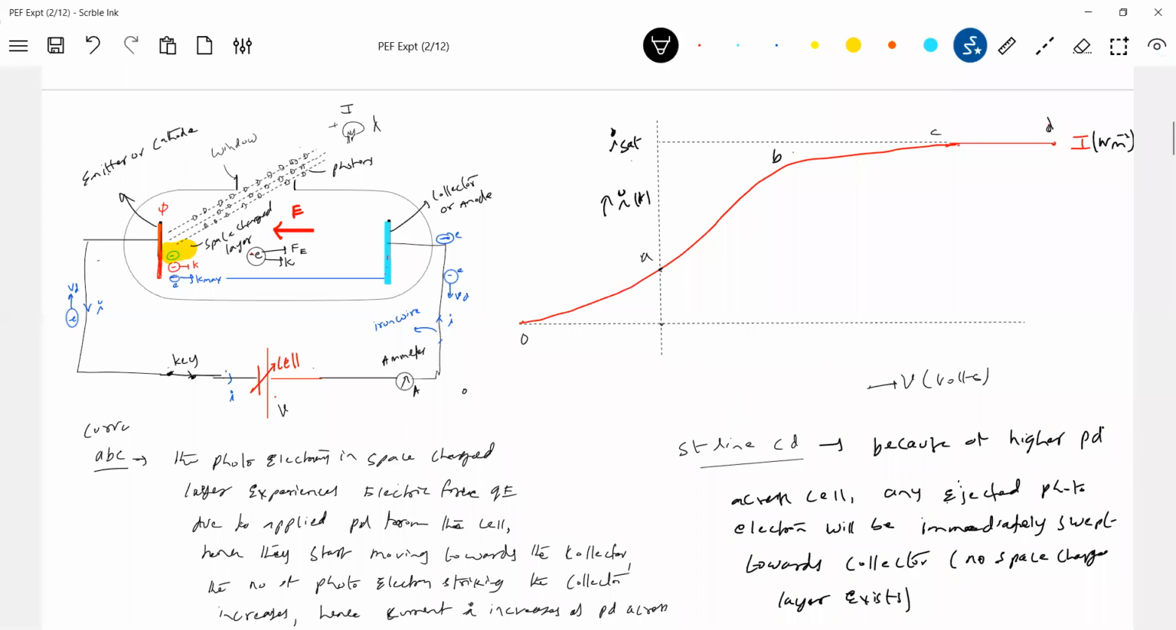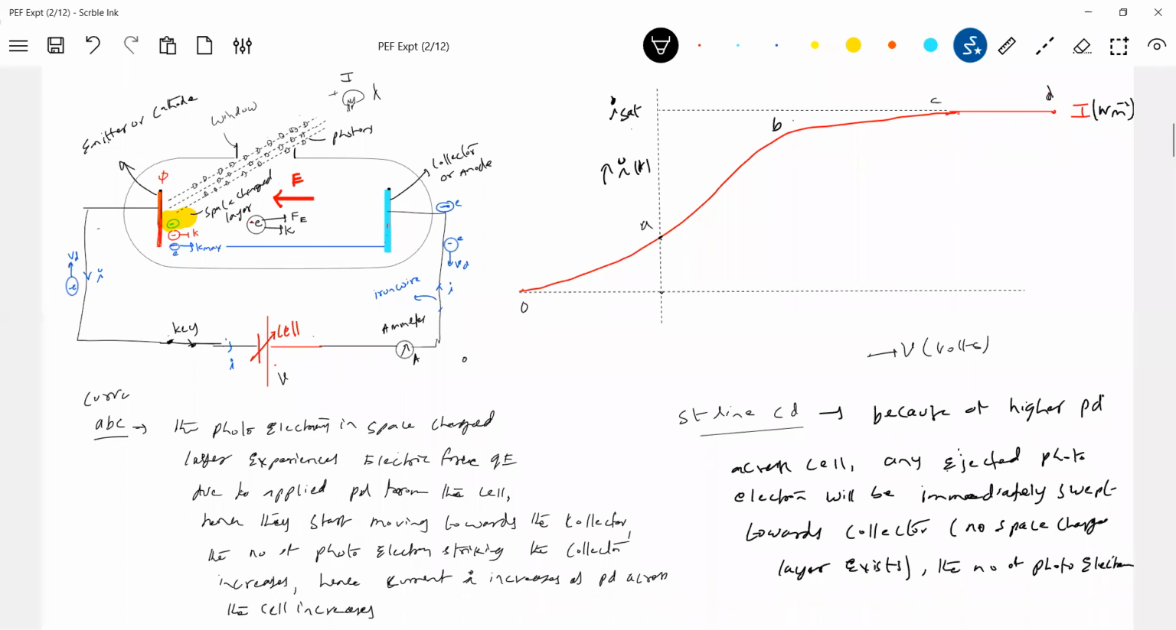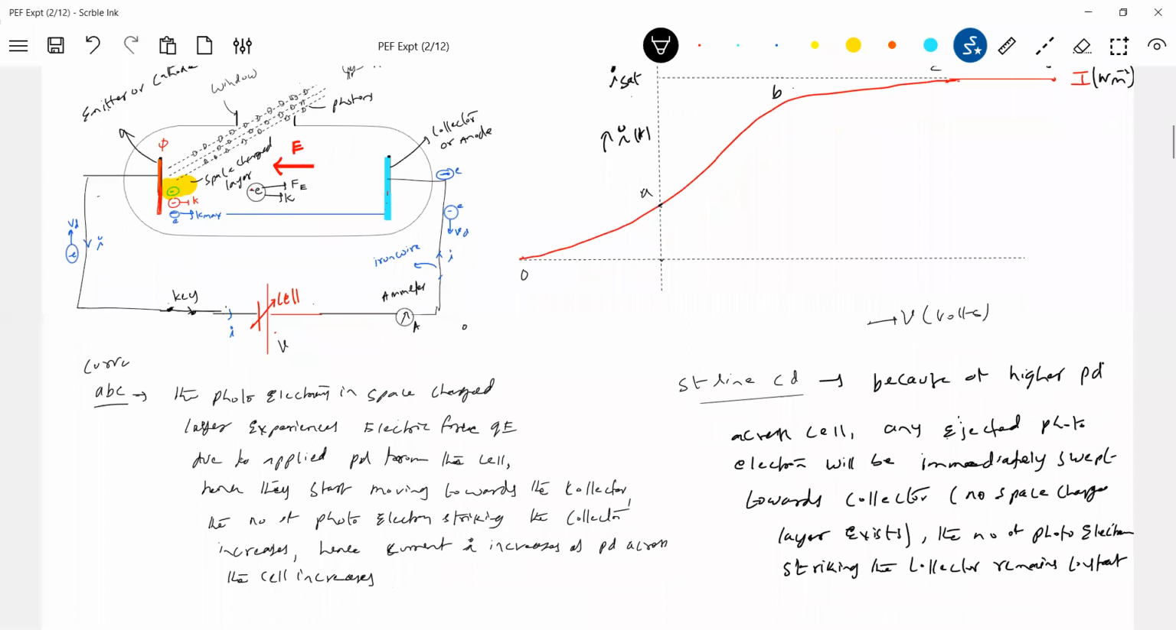So the number of photoelectrons striking the collector remains constant. Therefore, a constant current flows in the circuit. That constant current is what we call I saturation.